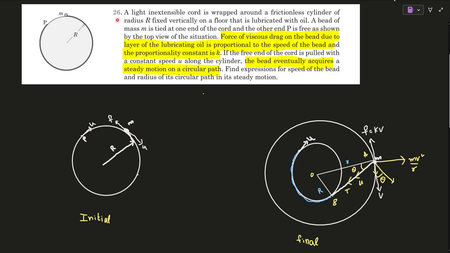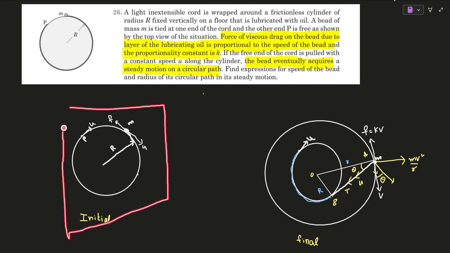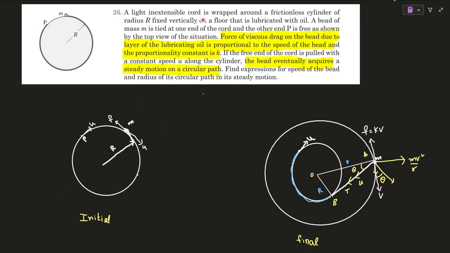In this problem, we have a light inextensible cord wrapped around a frictionless cylinder of radius r, fixed vertically on a floor that is lubricated with oil. So basically, it is situated on a floor lubricated with oil. This is the cylinder we are seeing from top view. A bead of mass m is tied at one end of the cord and the other end P is free, as shown by the top view of the situation.